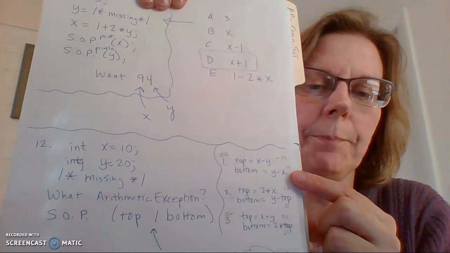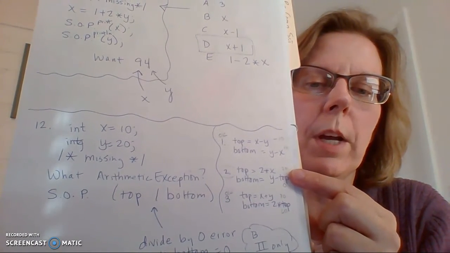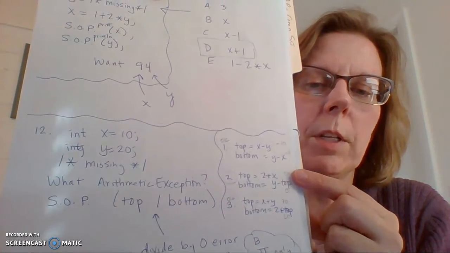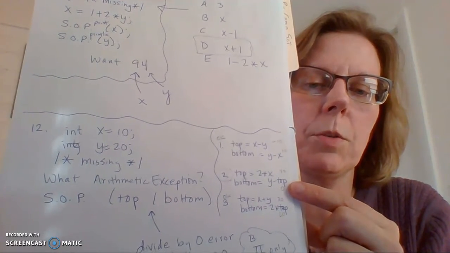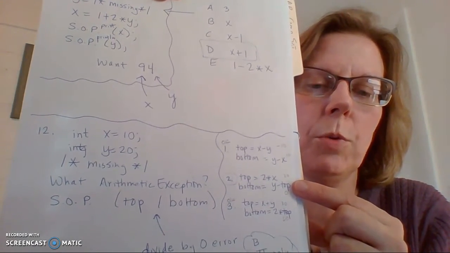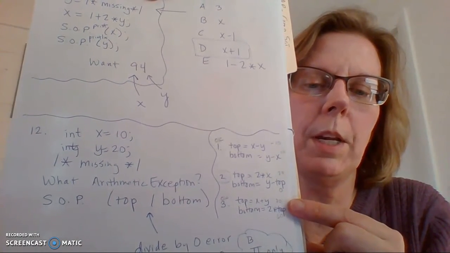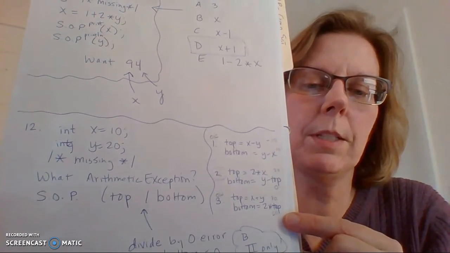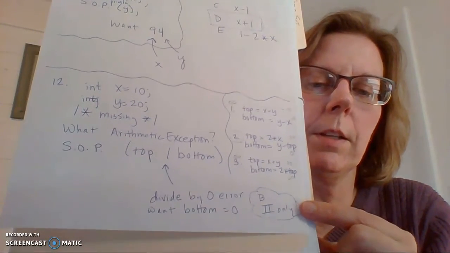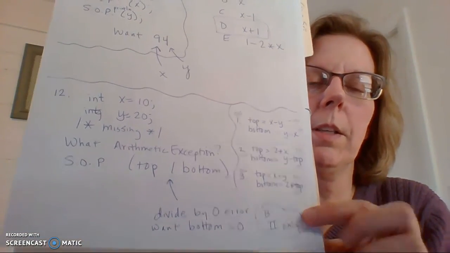So number 1 is okay. Number 2, the top is 2 times x. x is 20, so that's going to be 20, and then this will be 20 minus 20, so that'll be 0. So here we'll cause a divide by 0 error, so number 2. And then number 3 will work. The top will be 30 and the bottom will be 60, so that will work. So it is option B. Number 2 is the one that will cause an arithmetic exception error.